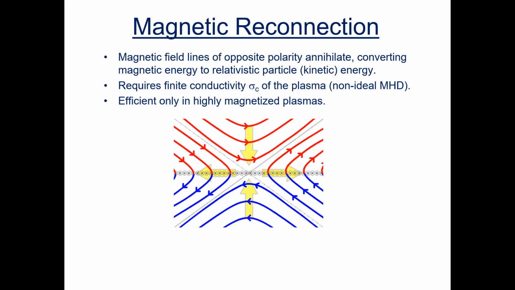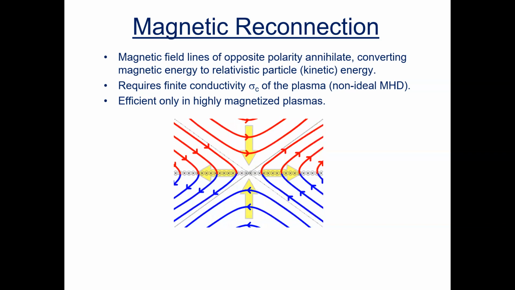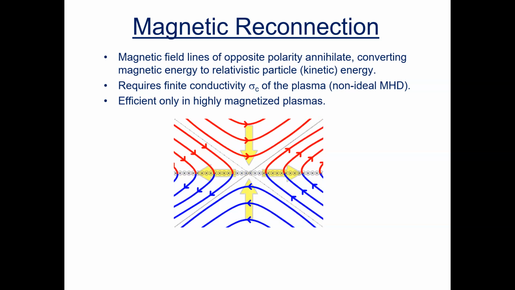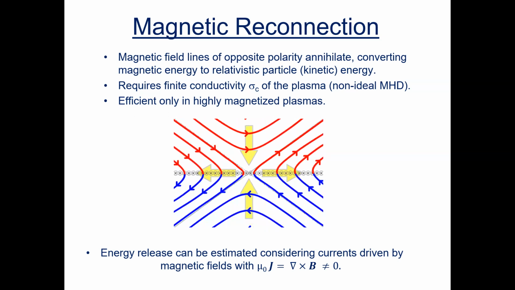In order for this to actually dissipate energy, we need the plasma, as is naturally the case in all plasmas, to have a finite conductivity. That means there must be energy dissipation from the currents. Otherwise, of course, you can't dissipate energy. So the energy release can be roughly estimated. I promise that's the last bit of math that I'm showing here.